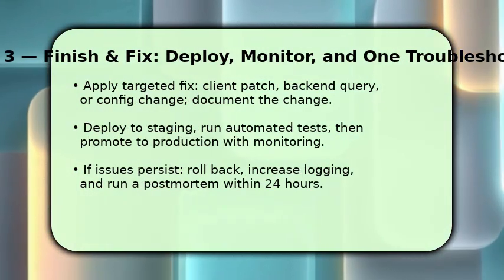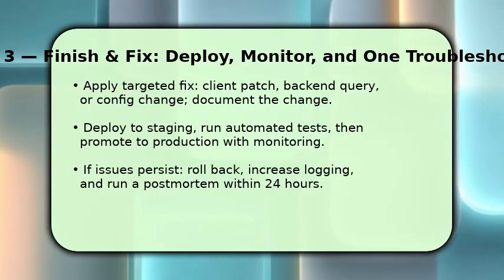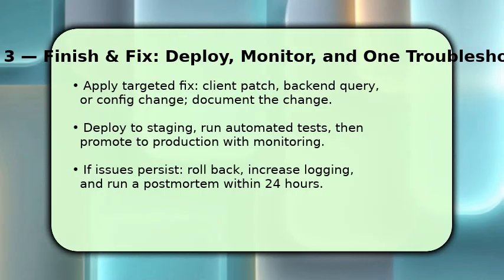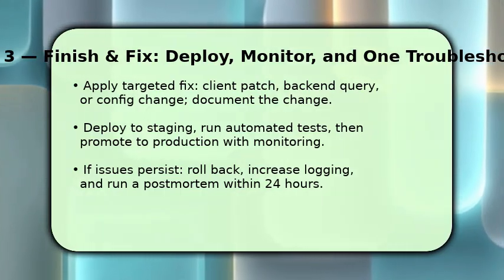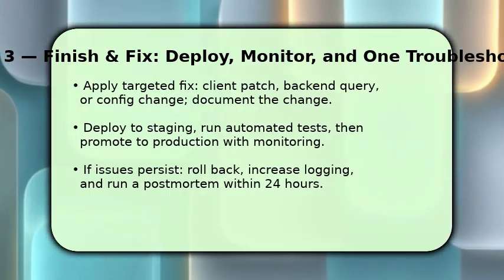Finally, implement the targeted fix you identified. Adjust the client code, correct the backend query or update configuration, and commit a concise changelog so you know what changed. Once done, deploy to staging and run automated and manual tests before promoting to production.